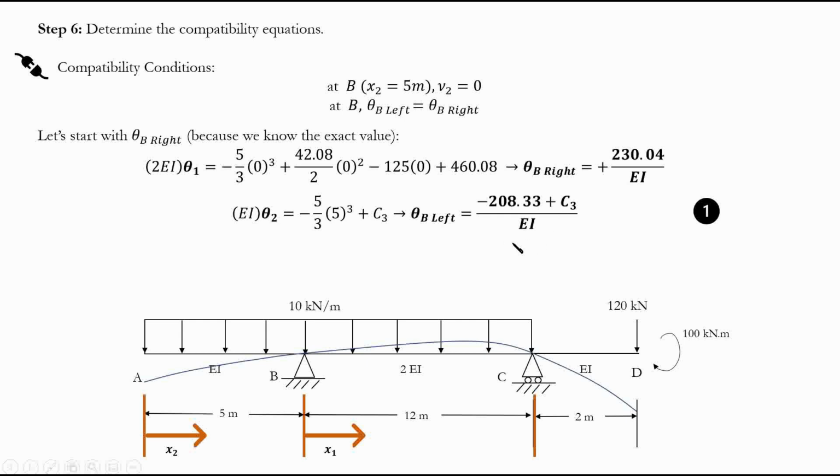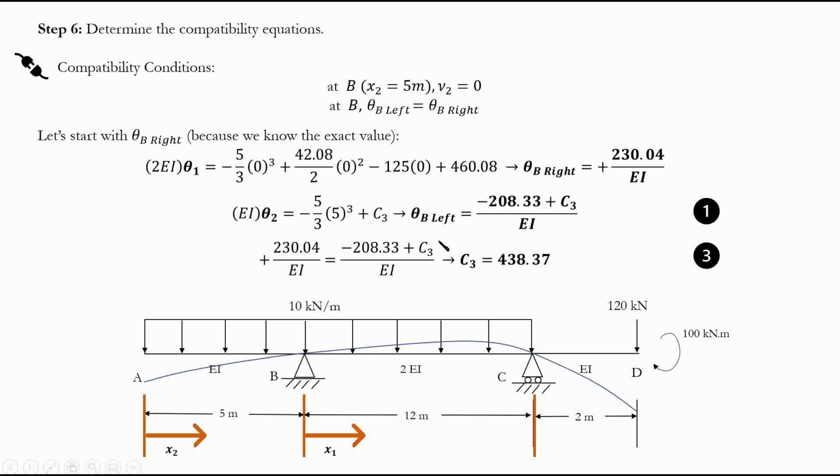So the next thing we just have to do is equate this and that, right? Because we know theta B left is equal to theta B right, as we have here. The way we found this is to add these together: negative 208.33 plus C3 divided by EI. This is what theta B left is. So from here we can see that C3 is equal to 438.37, because this is equal to this.